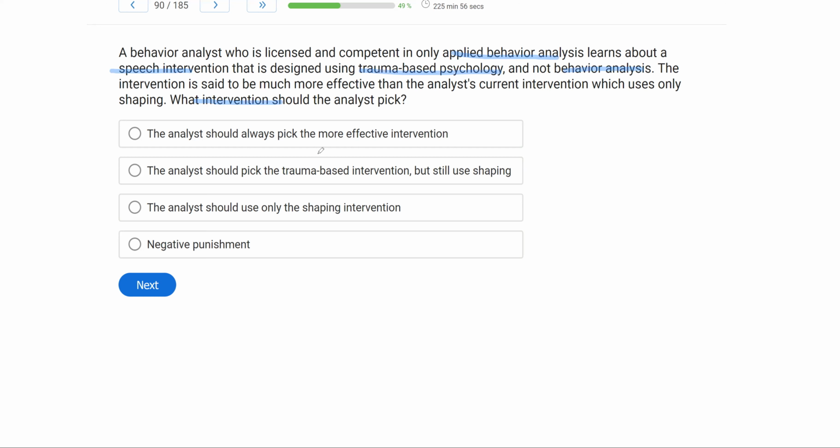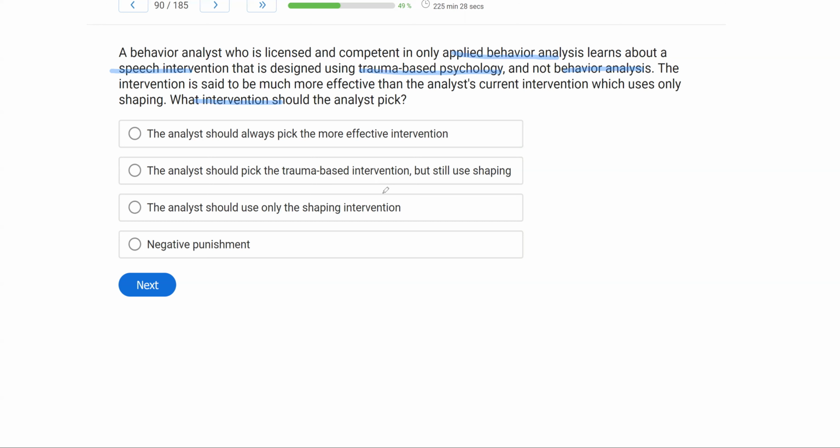A, the analyst should always pick the more effective intervention. That's just not true, right? If we have a punishment procedure that's more effective than reinforcement, that doesn't necessarily mean we pick punishment. Think about our last question. We can shape or we can punish. Well, we're going to try shaping first. B, the analyst should pick the trauma-based intervention but still use shaping. The analyst should not use this trauma-based intervention. They're not licensed, they're not competent, and it is not conceptually systematic.